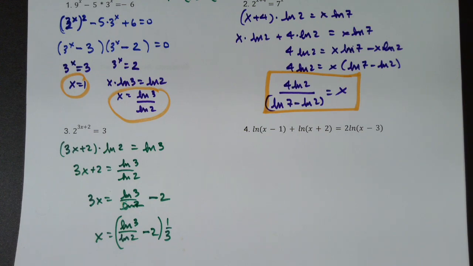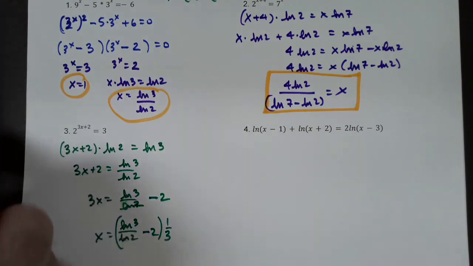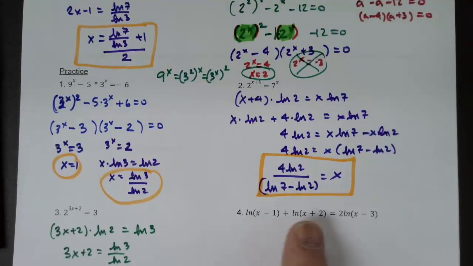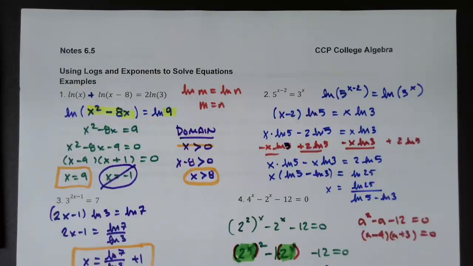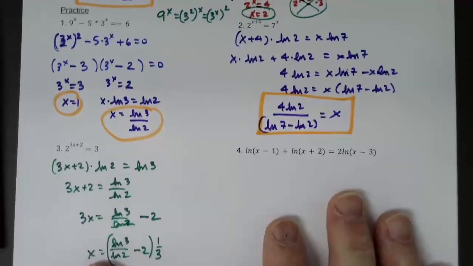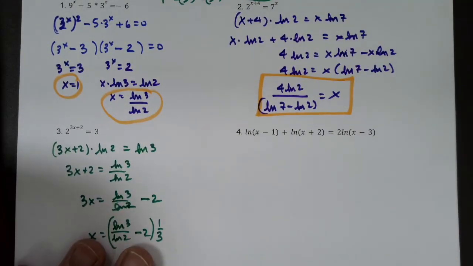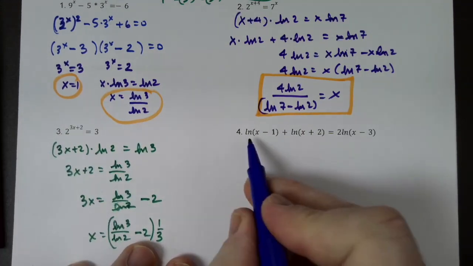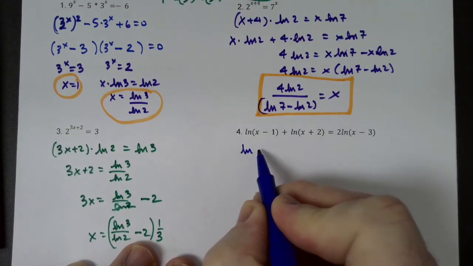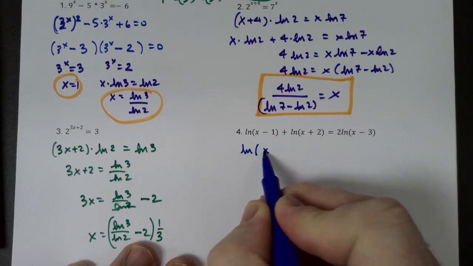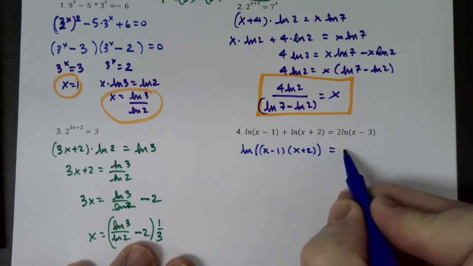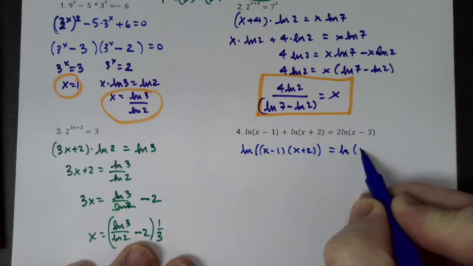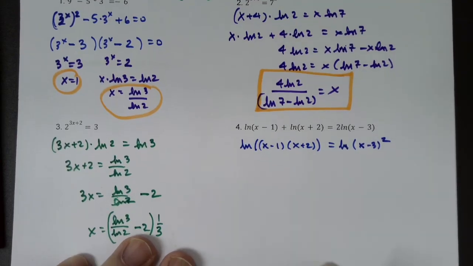Right, our next one involves that natural log with terms, the x inside of each one of these terms. So it's going to be similar to what we did on the very first example of today. And that is, let's use those log laws as best we can and rewrite the left-hand side as the natural log of the quantity of x minus 1 times the quantity of x plus 2, and that equals the natural log of the quantity of x minus 3 squared.